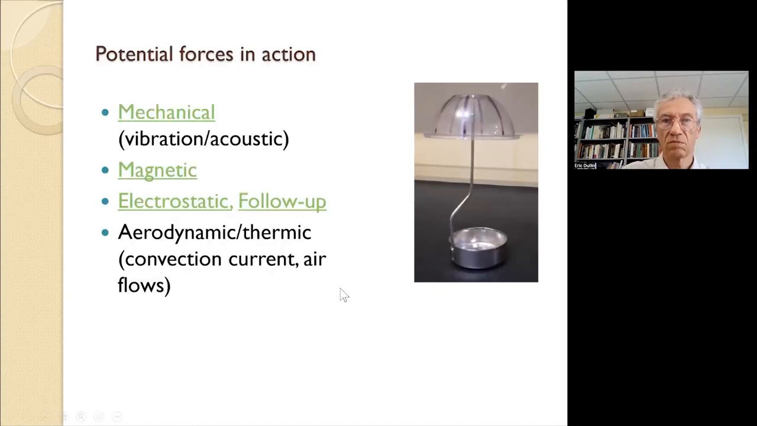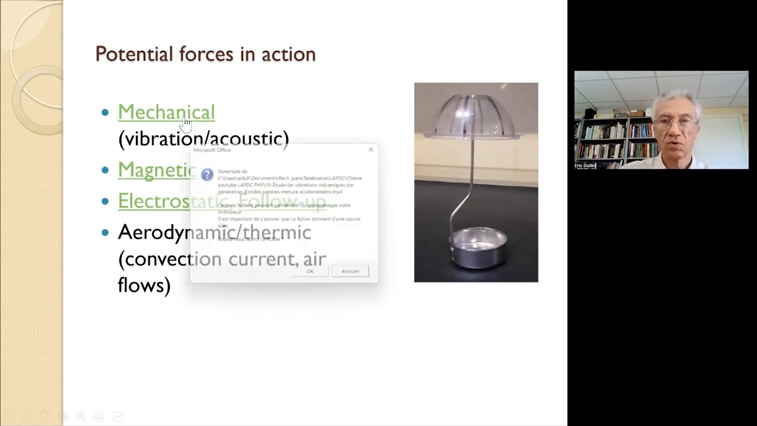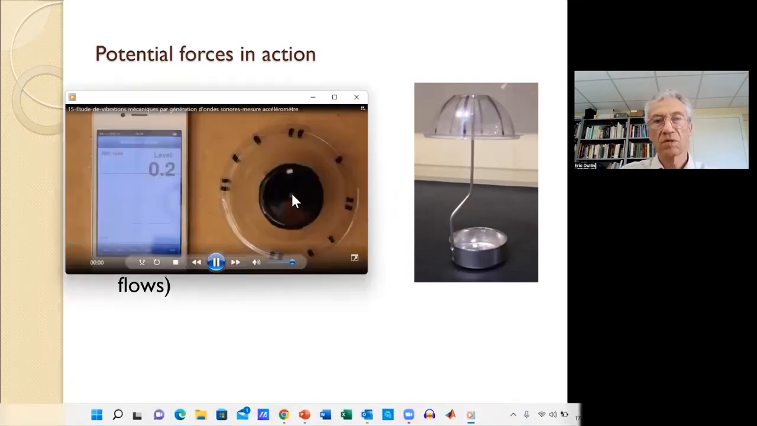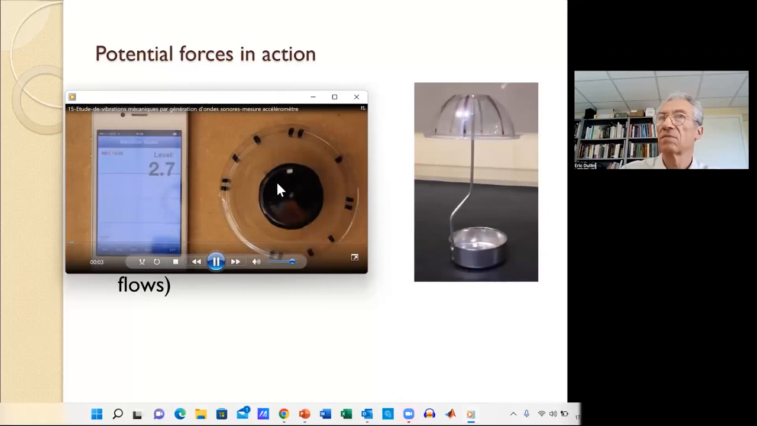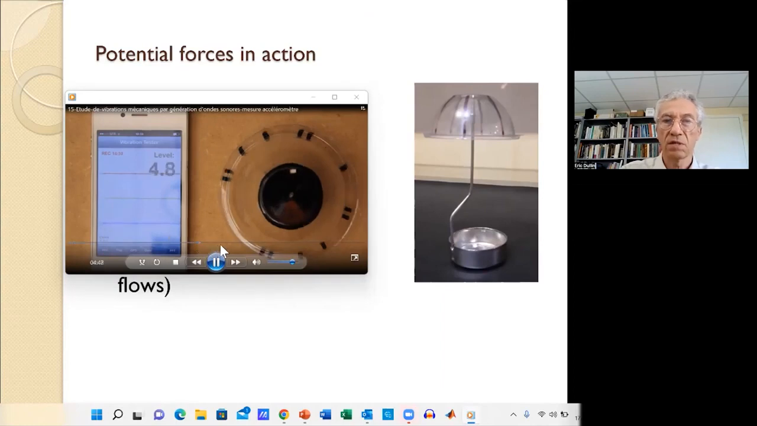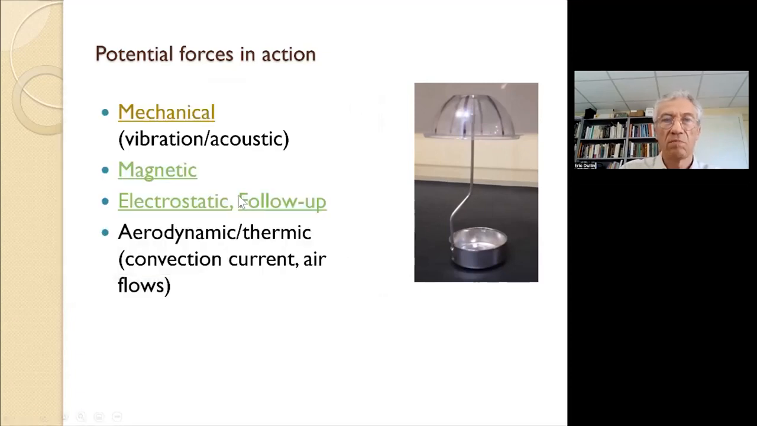And so for the potential forces in action, we have mechanical forces. We worked with the same target with vibration at different frequencies, and tried to see if we were able to keep the target spinning continuously. We didn't succeed. Magnetic, I will go through quickly because it's a plastic, so there is no real subject here, but electrostatic is more important.